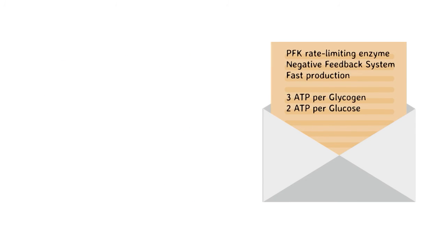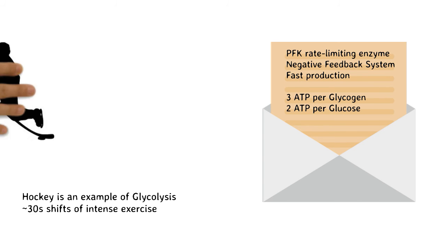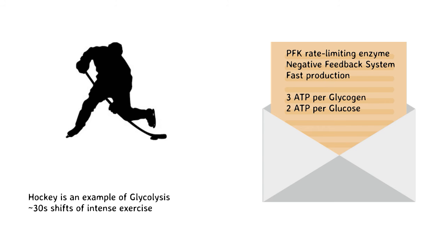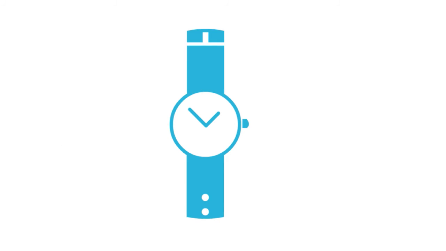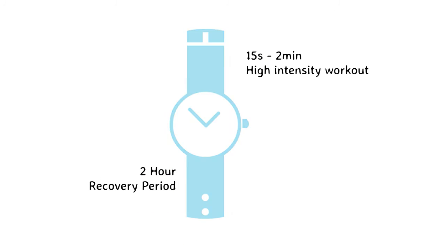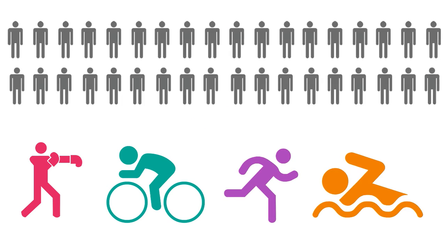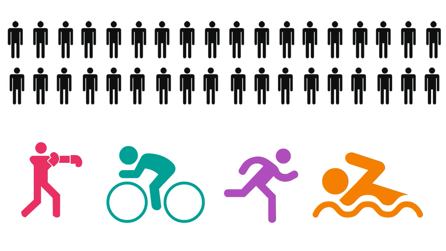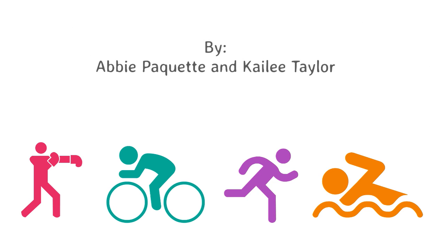Some final thoughts on glycolysis is that PFK is the rate-limiting enzyme, which also has a negative feedback system. Glycolysis is also a fast process that produces 3 ATP per glycogen molecule and 2 ATP per glucose molecule. Glycolysis works from 15 seconds to 2 minutes, with a 2-hour recovery time. Both of these systems are used for high-intensity workouts all across the globe, whether it be from throwing that final punch to sprinting the 100-meter race.